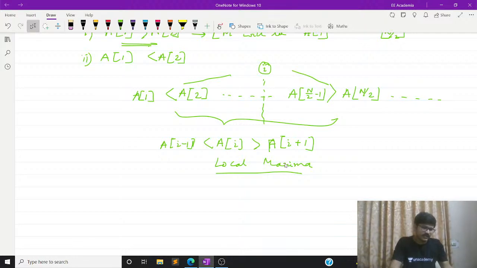Just write something in chat maybe, if you have understood this. This is very simple, not very tough.